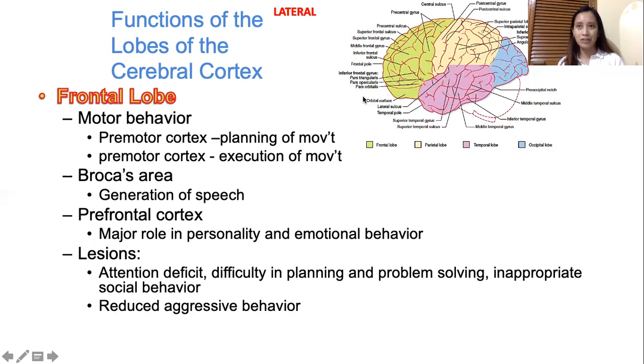For example, a patient develops a stroke, and then the person becomes very irritable, very combative. Usually the area that is affected is the frontal lobe, particularly the prefrontal cortex. Later on, I'll show you what happens if you remove that area of the brain. If there are any lesions in the frontal cortex, patients will exhibit attention deficit, difficulty in planning and problem solving. Remember, the premotor cortex is also in there. Also inappropriate social behavior and reduced aggressive behavior.